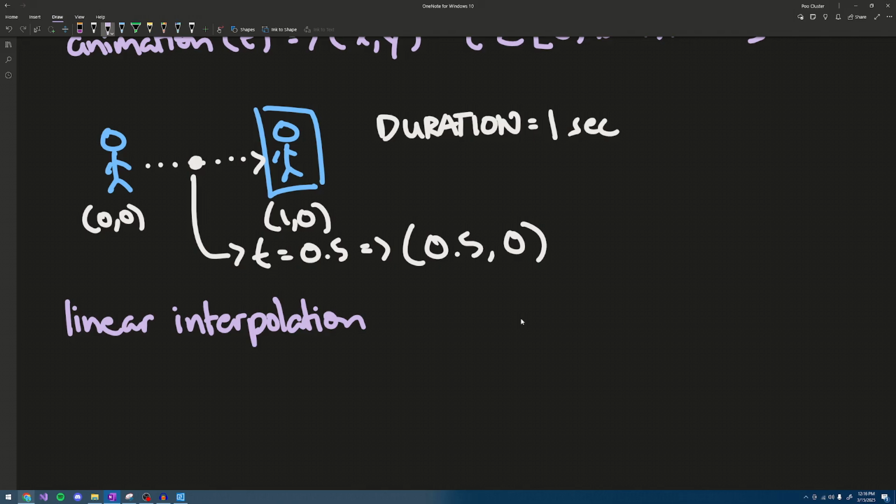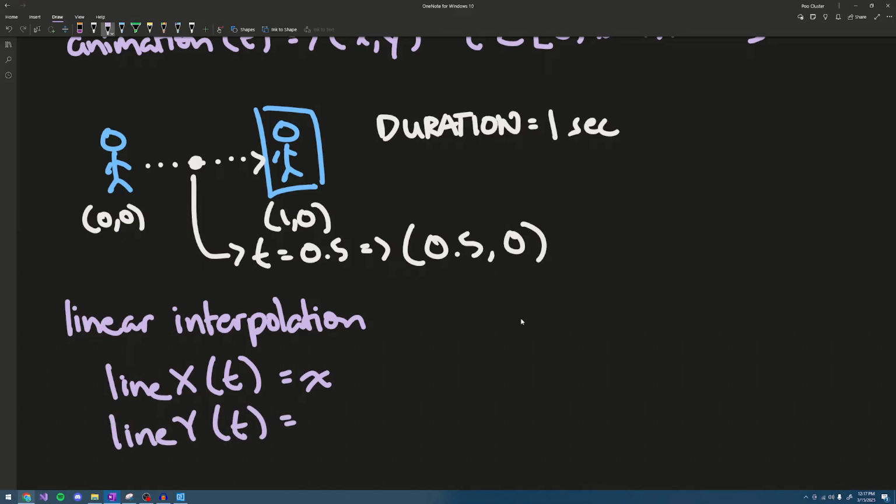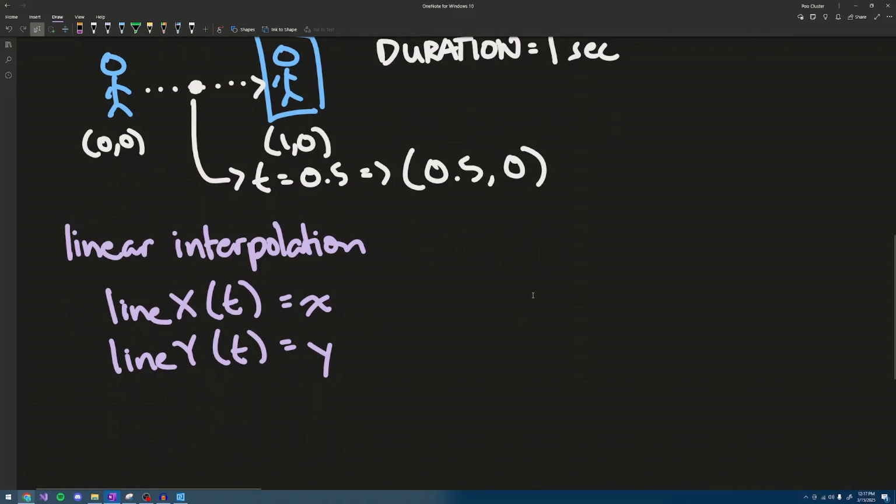Thinking about it more in terms of mathematical functions, a mathematical function has one input and spits out an output. Here we have t, which is one input, but it's spitting out x and y, which are 2 outputs. So we should probably break it down into 2 separate equations, where our first function is line x of t, and this spits out an x, and line y of t, and this will spit out a y. We can use linear interpolation and apply it to both the line x of t and line y of t functions. A linear interpolation equation in the textbooks usually looks like this.